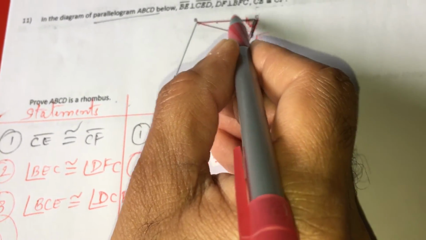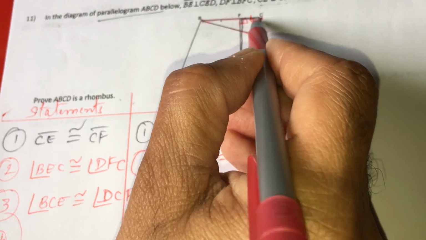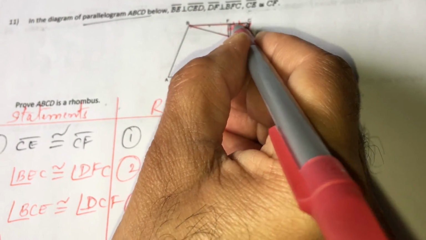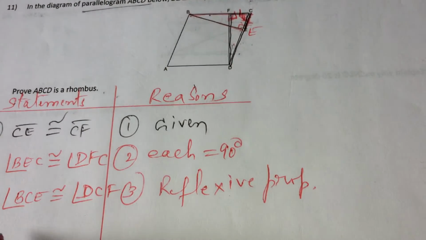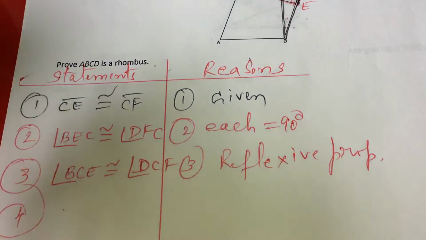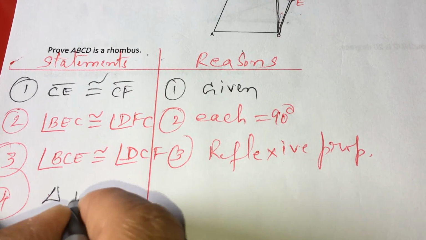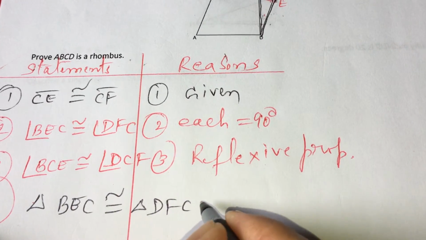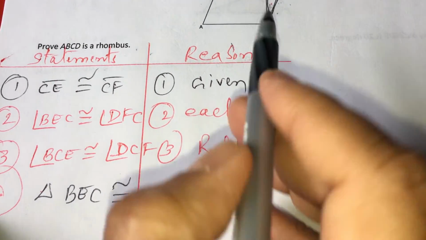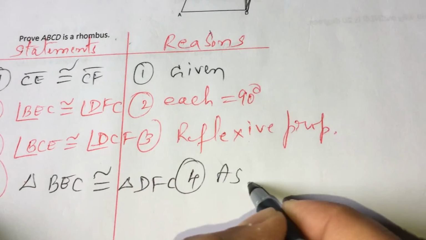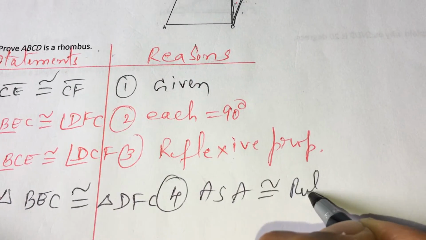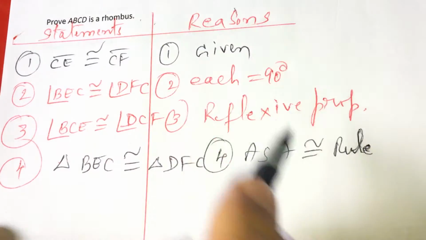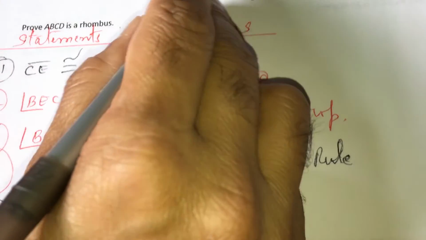Now what we have proved: this angle, red angle, and this red angle, and this side, in between two angles one side. In the same way in this black triangle, this angle equals this angle, and this angle and this side. Therefore I can say triangle BEC is congruent to triangle DFC. Why are they congruent? The reason is in between two angles one side. So ASA, the congruency rule or criteria. So according to this, they are congruent.